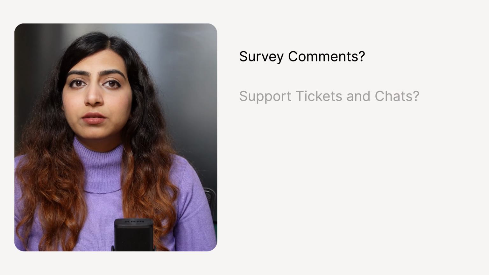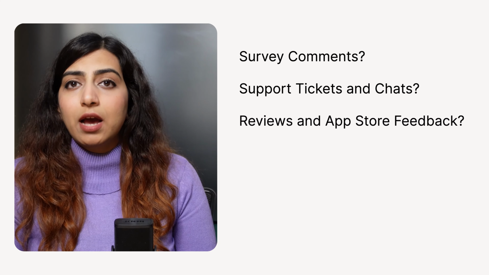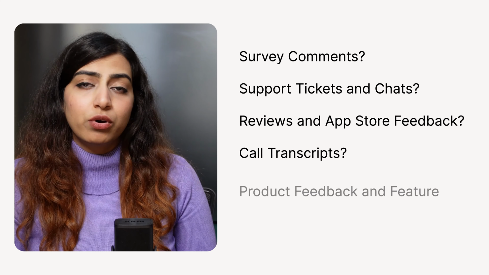Let's break that down. First, start with where your text data comes from. Before you look at features, ask yourself, where is most of our feedback actually coming from? Is it mainly survey comments, support tickets and chats, reviews and app store feedback, call transcripts, product feedback, and feature requests? Some AI text analysis tools are amazing at analyzing one source. Others are built to unify text across channels. If your feedback lives in multiple places, you'll want a tool that can bring all of that text together or at least integrate cleanly. Otherwise, you'll still be analyzing in fragments.